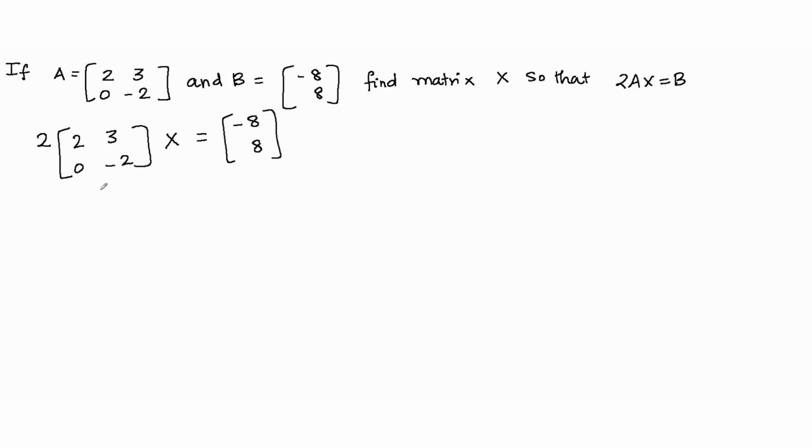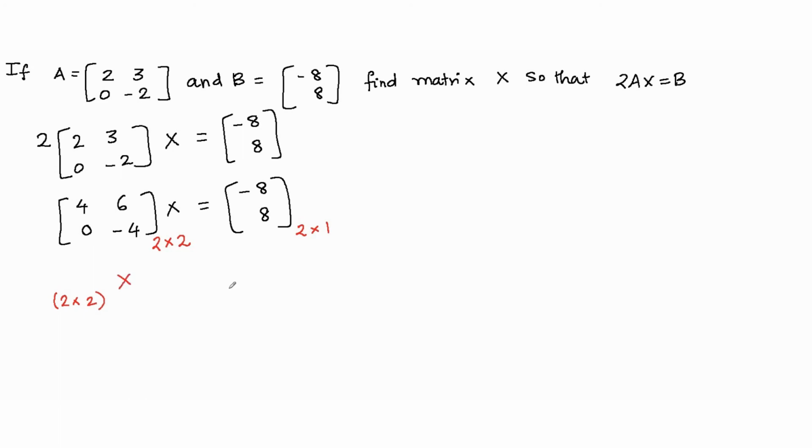Now this 2 can be multiplied with all the elements. So it gives us [4, 6; 0, -4] times X is equal to [-8, 8]. So let us write the order of the given matrices. This is a 2 by 2 matrix and this is a 2 by 1 matrix, right? So the first matrix is a 2 by 2 matrix, then you have X, and then you have a 2 by 1 matrix.